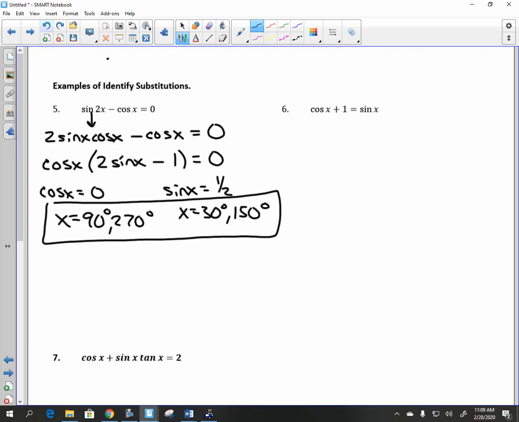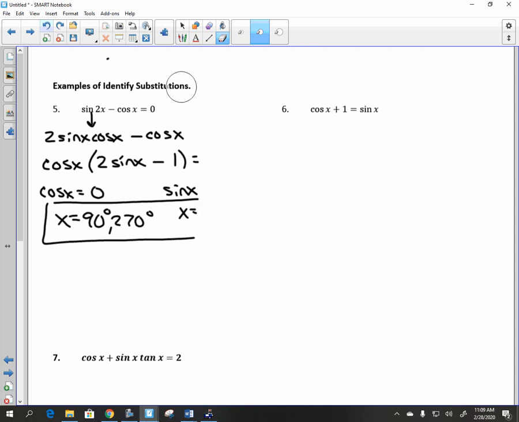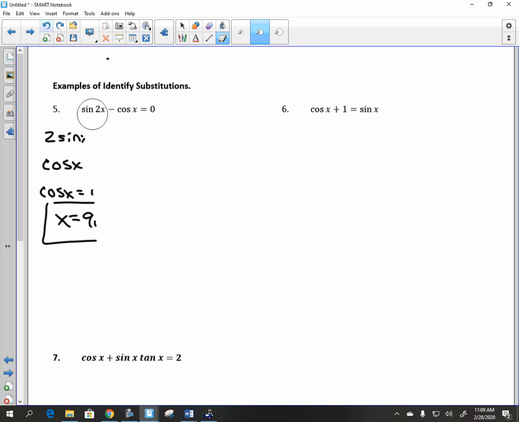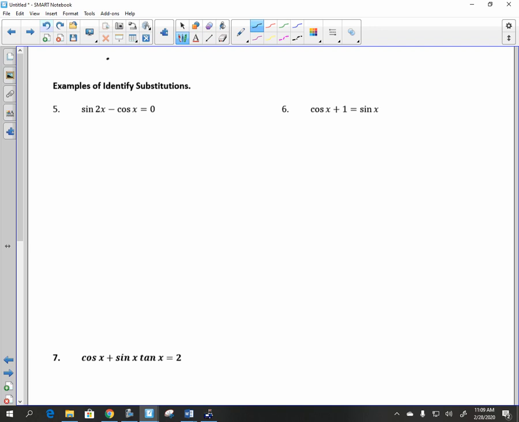Nice work. Last example, number 6. We'll skip the other one. What do you think? This one, number 6. What do you want to do with 6?